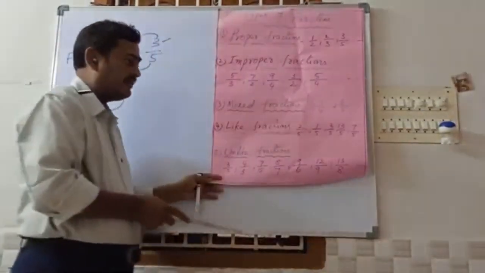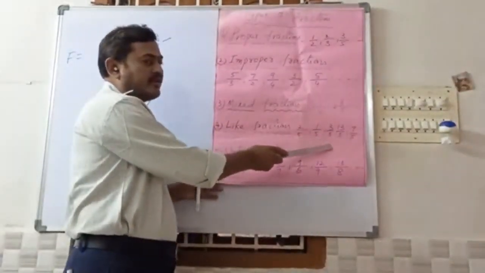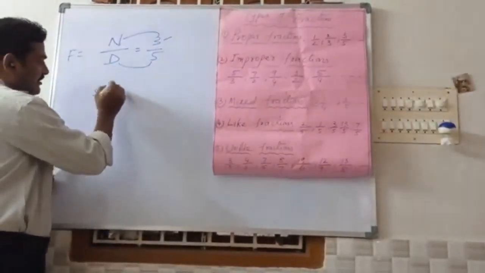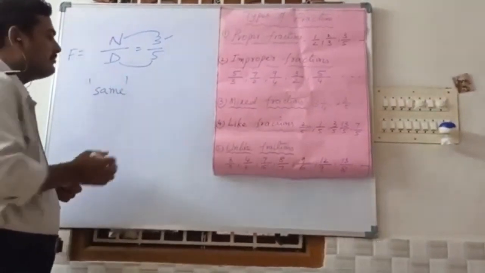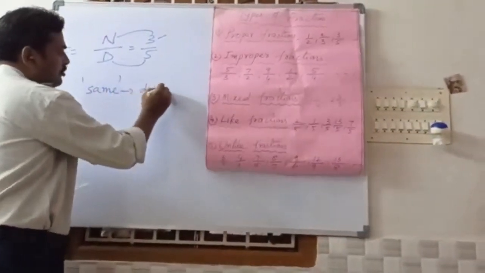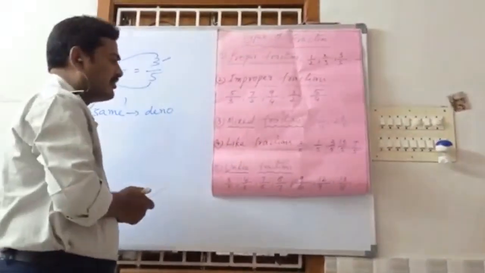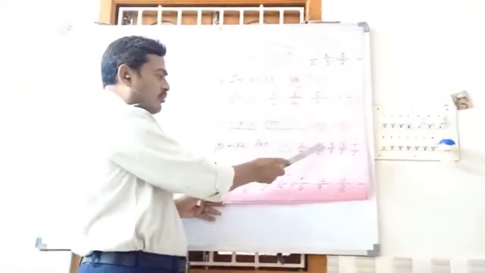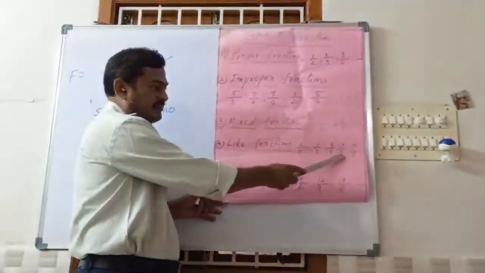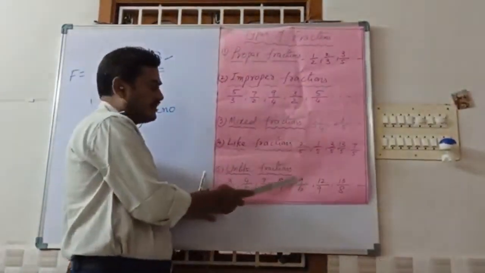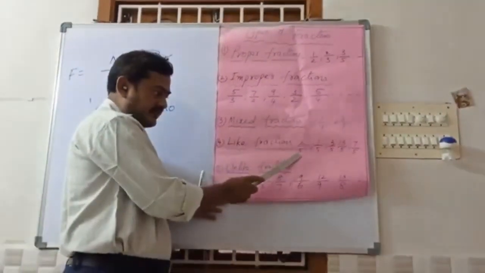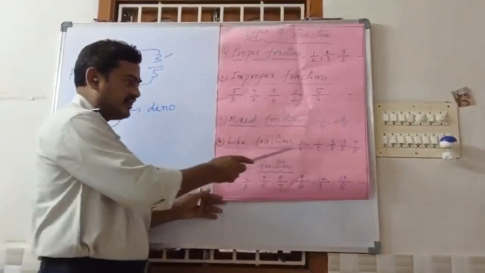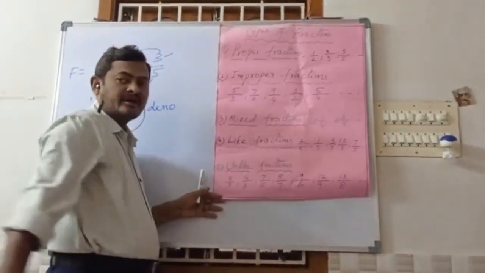Let us define once again. A fraction with the same denominator is called a like fraction. Example: 2 by 5, 1 by 5, 3 by 5, 13 by 5, 7 by 5. Here everywhere 5 is the denominator.